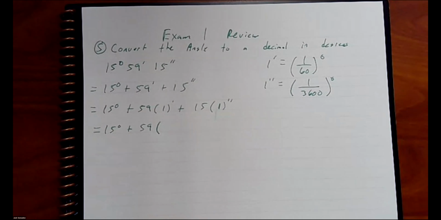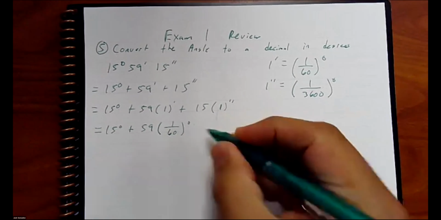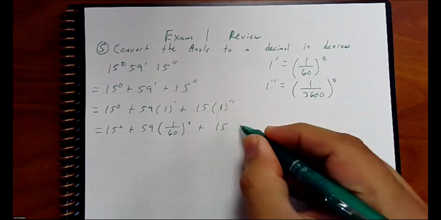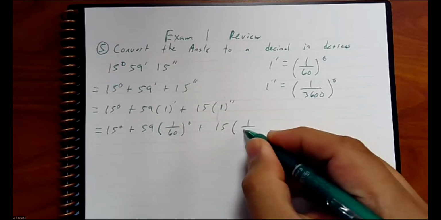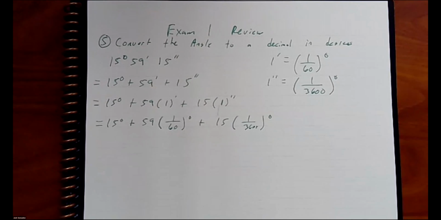Okay, so plug in the minute, 1/60. So now that's in degrees. Plug in the 15 times 1/3600. Now that's also in degrees once you multiply.